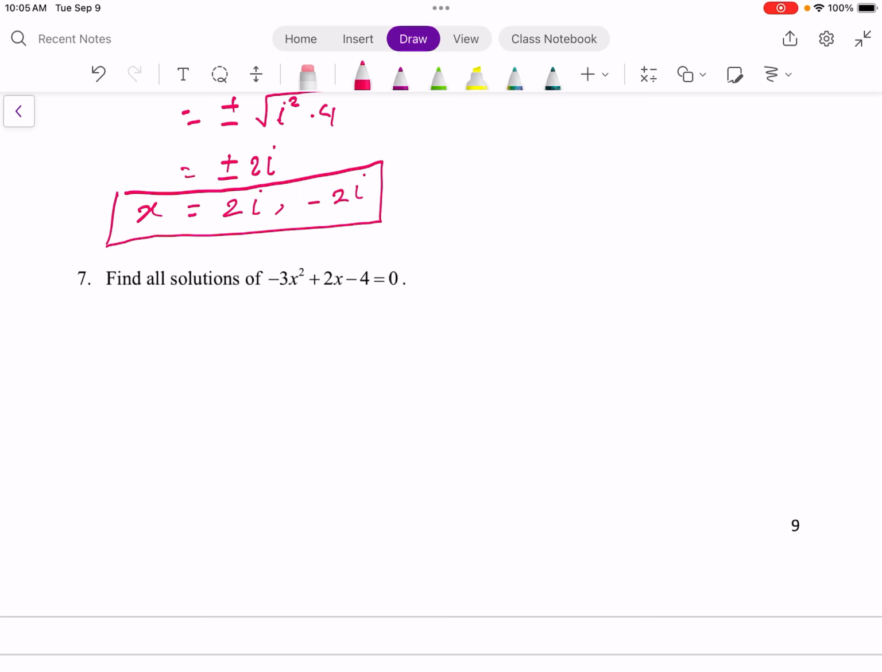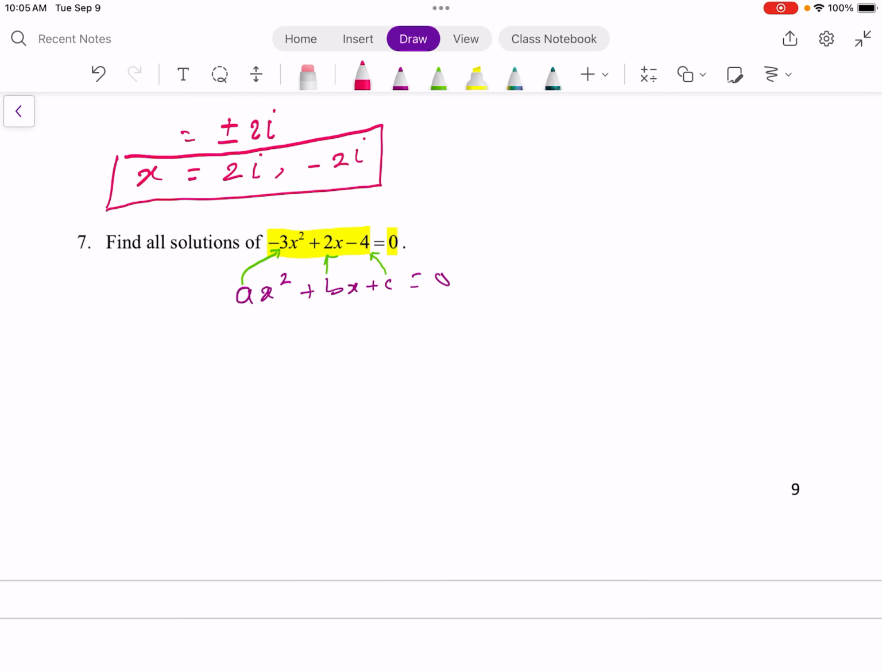Now, in order to use the quadratic formula, the first step is to rewrite our equation in standard form. Standard form means we must have a 0 on one side, and we rewrite every term in descending order of the exponent of the variable. We compare this quadratic equation with our standard equation ax squared plus bx plus c equals 0. We compare and find a, b, c. So what is our a? a is -3. What is b? b is +2. What is c? c is -4. Now let's substitute this a, b, c in our quadratic formula.